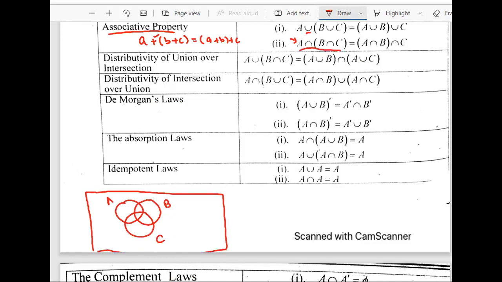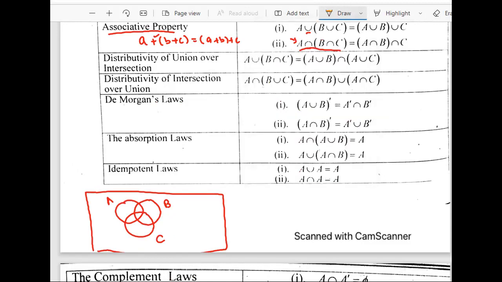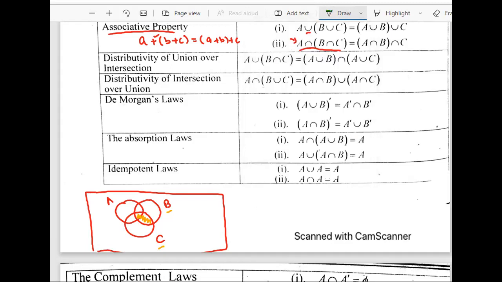Let's talk about this side. A intersection B intersection C. First, we have to focus on B intersection C. So this is the set B, this is the set C, and their intersection is this one. And if I talk about A intersection this yellow region, what would be the region? This would be the region, right? This is what we get. This is what I'm getting from the left side of the property.